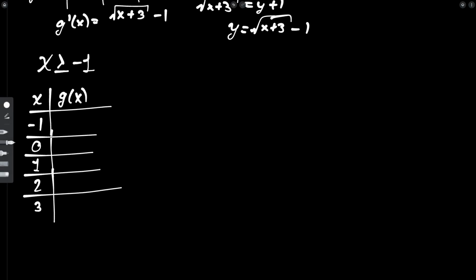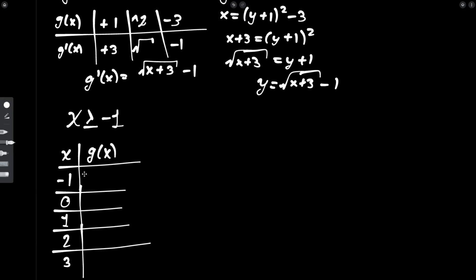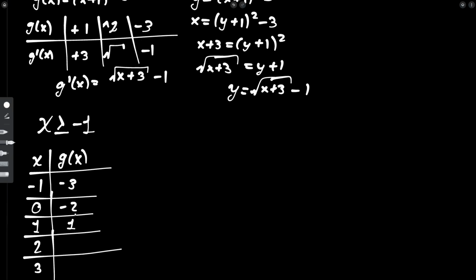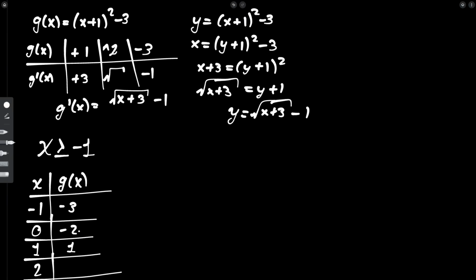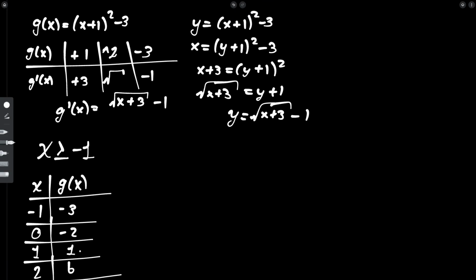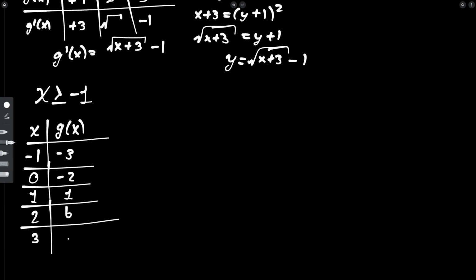That might fit. Looking back at the original function, we have -1 plus 1 is 0. That's -3. 1 squared is 1 minus 3, -2. 1 plus 1, 2 squared, 4 minus 3, 1. And that's 2 plus 1, 3 squared is 9. That's 6. 3 plus 1, 4 squared is 16. That gives us 13. So I'm only going to graph the function of g of x.